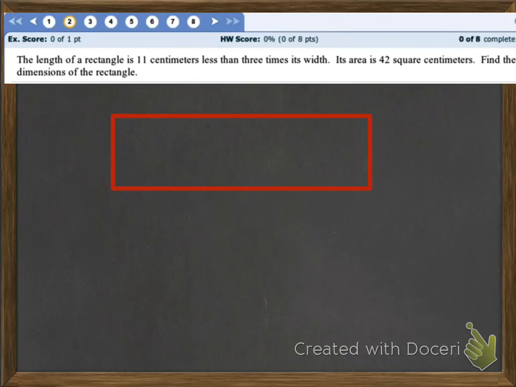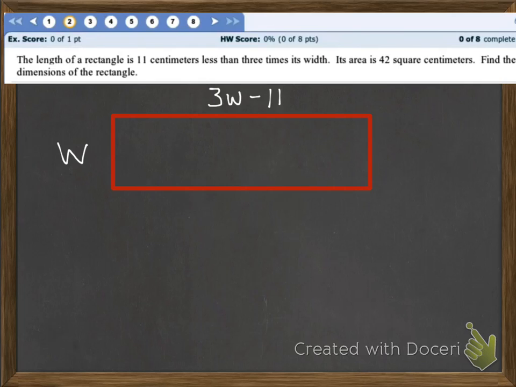And since in this problem we're given the length in terms of the width, it's best to go ahead and say that our width is W. And then we take that expression, 11 less than 3 times. So less than is reverse subtraction, so we would have 3 times the width, take away 11, and that would be our length.